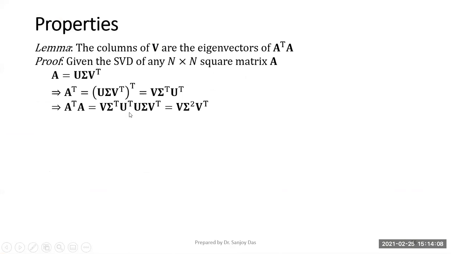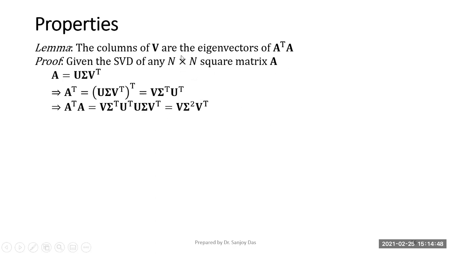Okay. U transpose U. What's U transpose U? It's I, the identity matrix, because U has orthonormal columns. So I'm left with V sigma transpose sigma V transpose. Transpose, transpose. There was a small mistake, no, that's correct. So A transpose A is equal to V sigma square V transpose. Correct? Yes. Sorry about this typo.